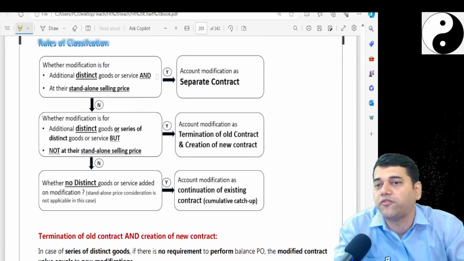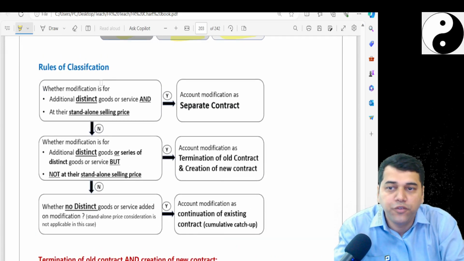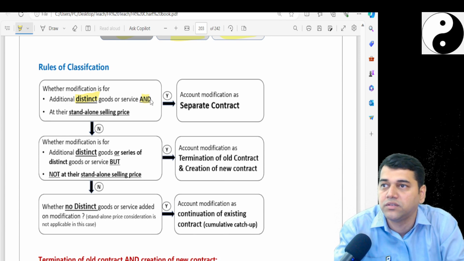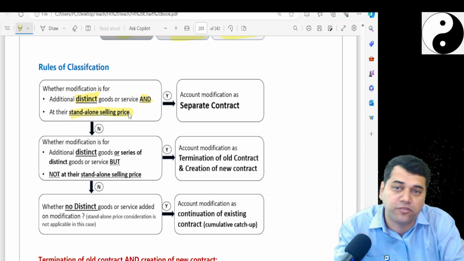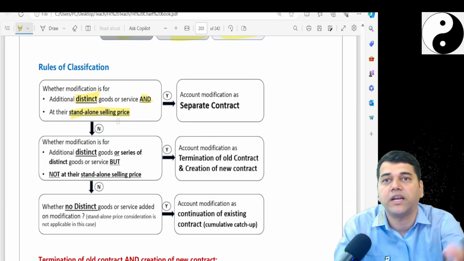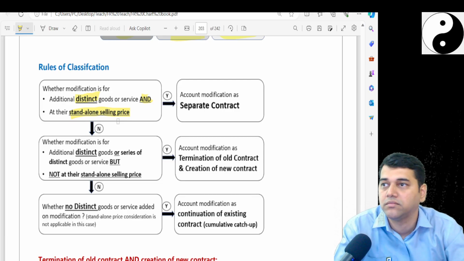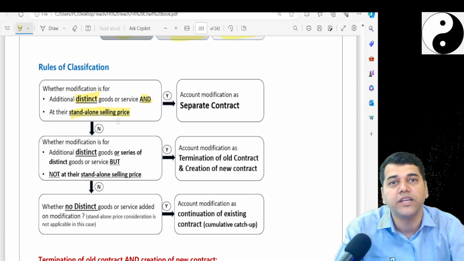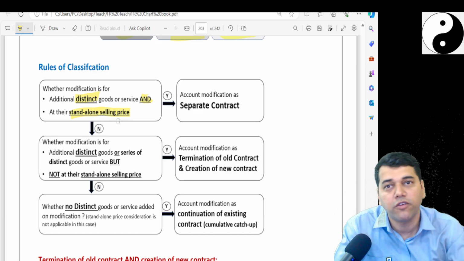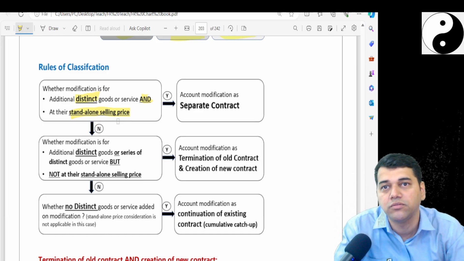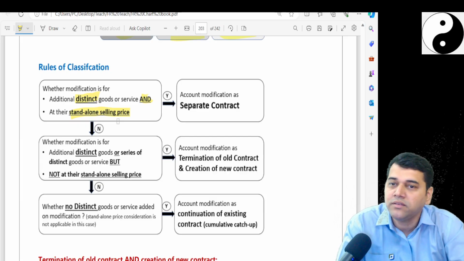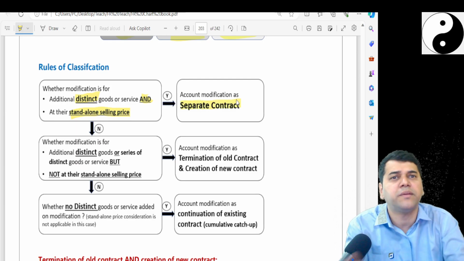So what are the rules of modification? Simple. If you get additional distinct goods or series of distinct goods and it is matching to its SSP, like simple, you gave one contract, you ate masala dosa and idli. Suddenly you realize that you want to drink tea, but in the first order it was not there. When you place an order for tea, at what price will tea be given to you? At its tea price. Followed, no? That means that the order for tea is a separate contract.